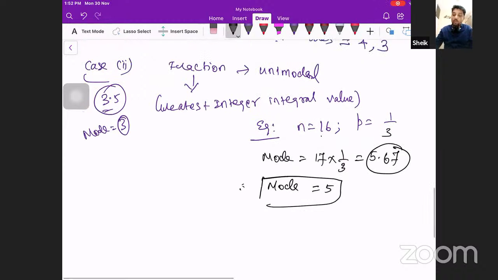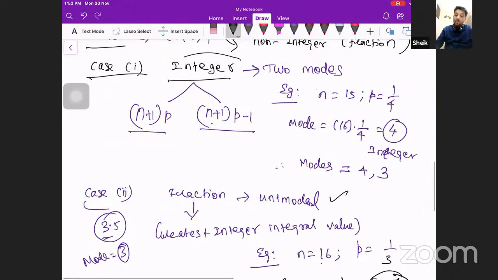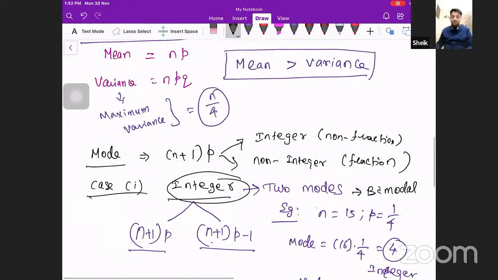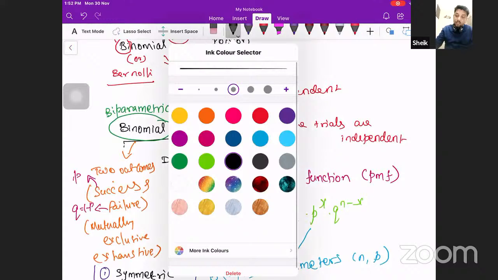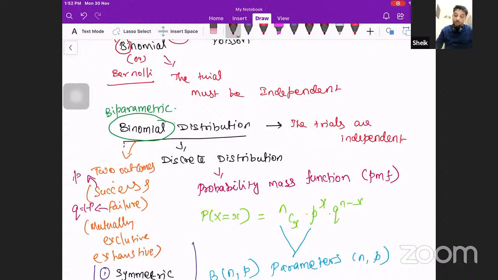So in this case, it is unimodal. When it is an integer, it is bimodal. So therefore, binomial distribution can be unimodal or bimodal. Okay, binomial distribution can be unimodal or bimodal.